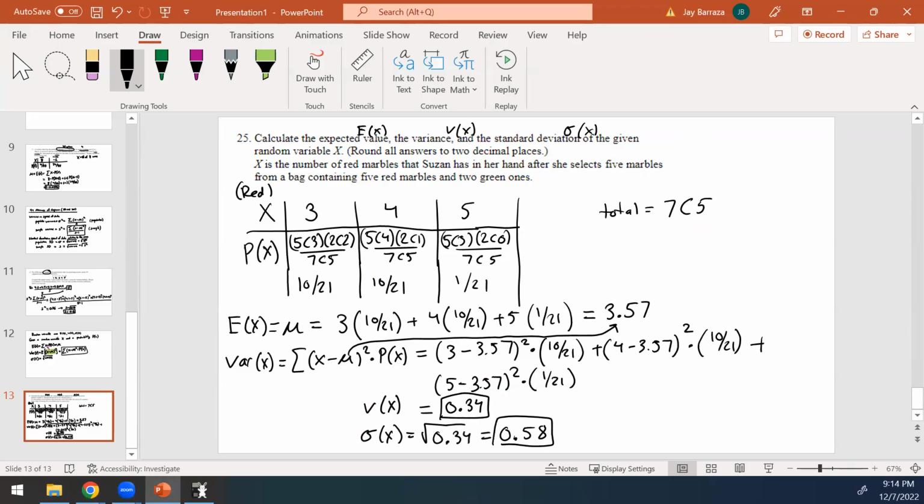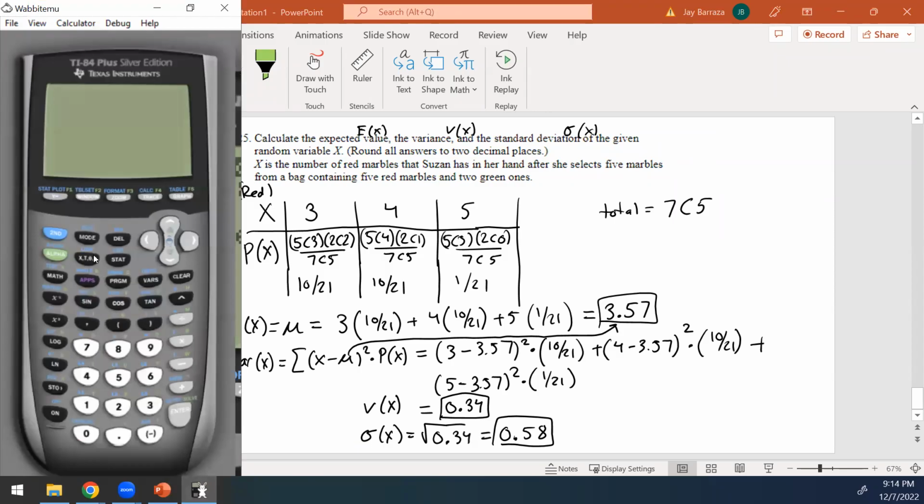Not too bad. So let's test out that theory that one of the students showed me. What you do is you're going to have to use two lists. So press stat, and then edit. In the first list, you type in your random variable: 3, 4, 5, and then let's delete everything else. And in the second list, you type in the corresponding probability: 10 divided by 21, 10 divided by 21, and then 1 divided by 21.